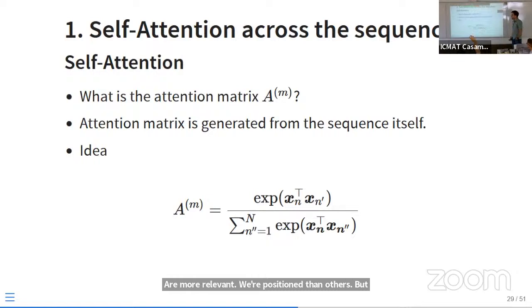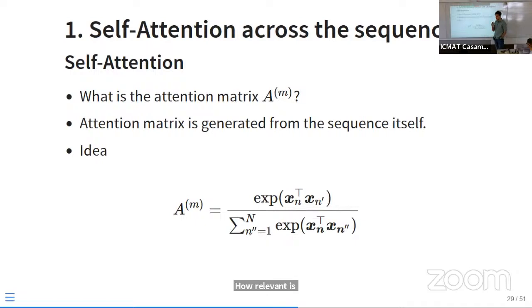So one way of creating, a naive way of creating an attention mechanism is by using the sequence itself, okay? Measuring how relevant is the word in position N to the word in position N prime, by computing the dot product of the vector representing the word in position N and the vector representing the word in position N prime. And then this function, which is called softmax, is just normalizing this such that the numbers are between 0 and 1, and the sum of the numbers is 1. Okay, this is a naive way to do it.